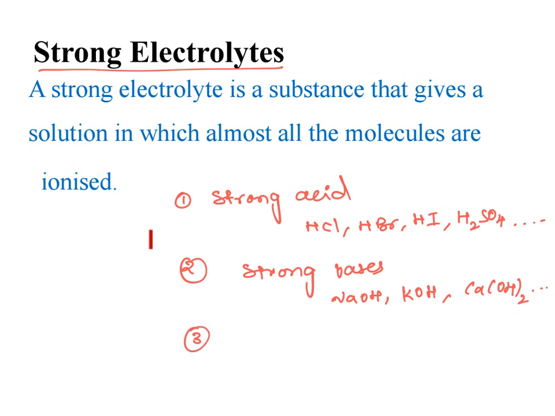The salts of strong acid and strong bases also act as strong electrolytes. Let's take NaCl, KCl. These salts act as strong electrolytes. So in these cases we can see complete ionization.